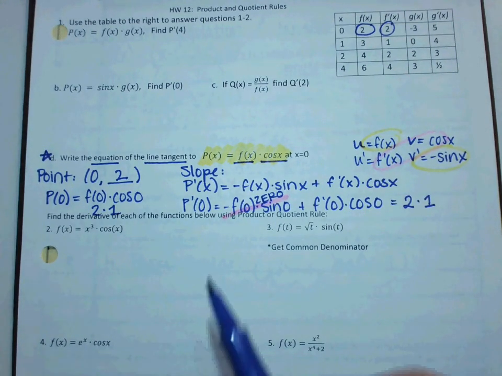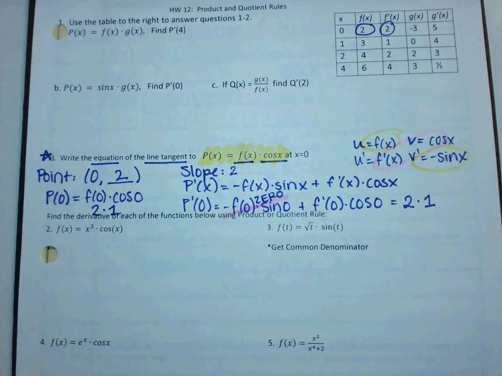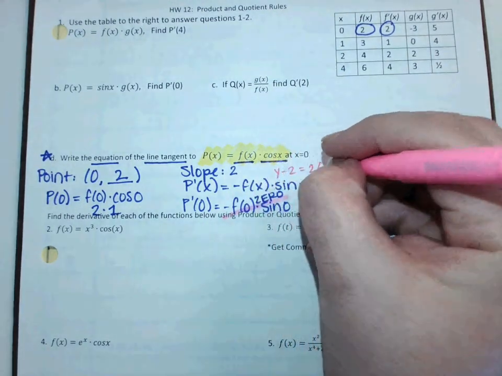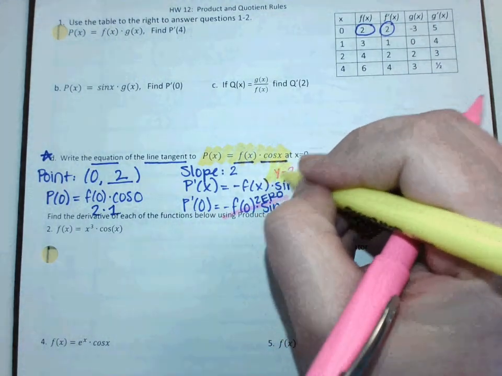Then from there, if my slope is 2, I have enough information to write the equation of my tangent line. So it'd be y minus 2, slope of 2, x minus 0. And that'd be your answer. Make sense?